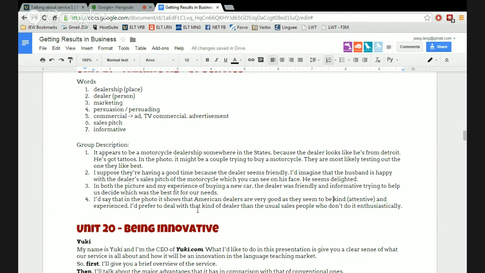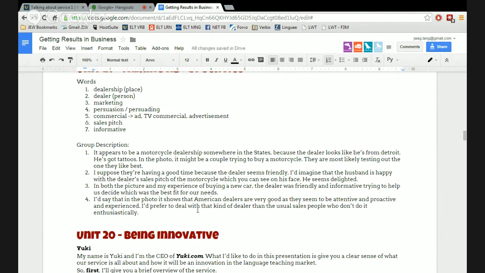Okay, I want to substitute kind for a more business-like word. Kind is like, be kind to animals. I'm going to use the word attentive. I'm going to use the word proactive. Two words. As they seem to be attentive and proactive and more experienced than others.